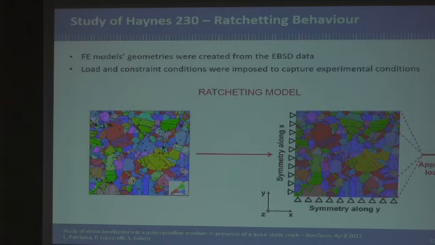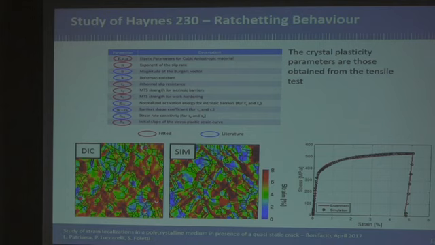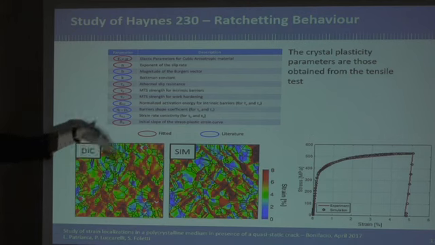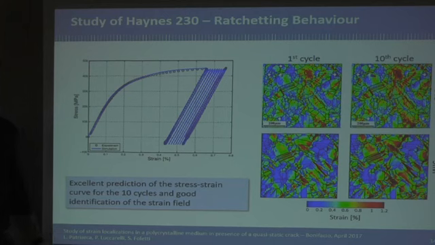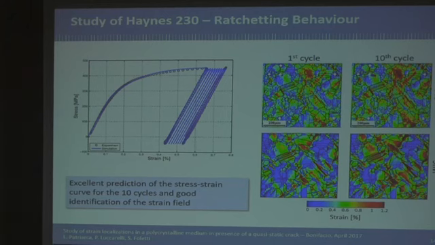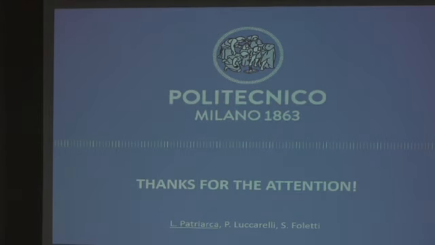Again, we constructed the model based on the EBSD scan of this area, and we simulated with the parameters that we got from the initial monotonic tensile test, and we could get a nice correspondence of the local strains. But most importantly, we could predict very well the ratcheting behavior of this alloy. On the macro scale, the simulation is giving us a very nice prediction. So this is, as I said, the next step that we wished for. And now the aim is to try to simulate crack propagation with the development of the crack closure phenomenon. So thanks for the attention.